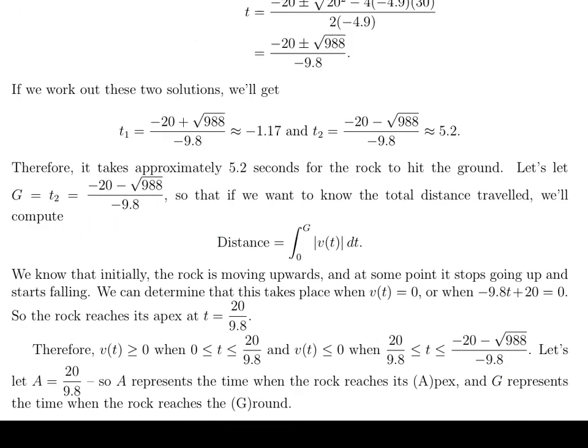Okay, so I'm going to pick a new letter for the time 20 over 9.8. That's going to be a. So a represents the time when the rock reaches its apex, and g represents the time when the rock hits the ground. A for apex, g for ground. These are the times at which they occur.